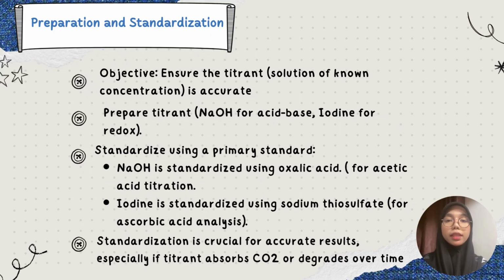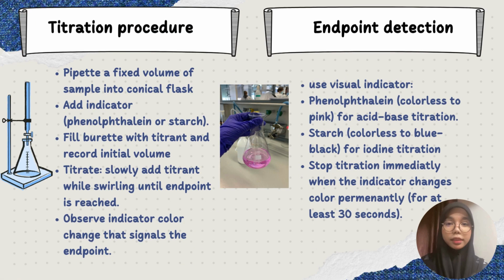Secondly is preparation and standardization of titrant. The objective is to ensure the titrant solution of known concentration is accurate. Detail: prepare titrant like NaOH for acid-base and iodine for redox, standardized using a primary standard. NaOH is standardized using oxalic acid for acetic acid titration. Iodine is standardized using sodium thiosulfate for ascorbic acid analysis. Note: standardization is crucial for accurate results, especially if the titrant absorbs CO2 or degrades over time.